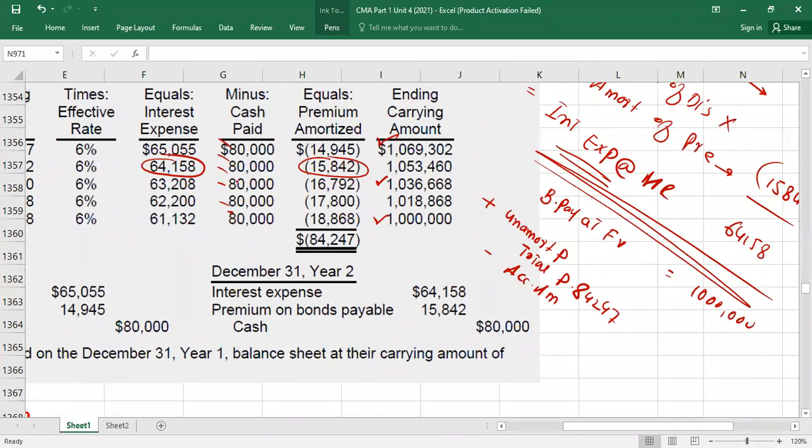How will you get accumulated amortization for 2 years, guys? Because you are dealing with the second year, these two you will be adding, right? Accumulated amortization. What is accumulated? Total amortization till date. If you add these two values, can you help me please? 14,945 plus 15,842. 30,787. Can you deduct from 84,247? So this will be unamortized premium.